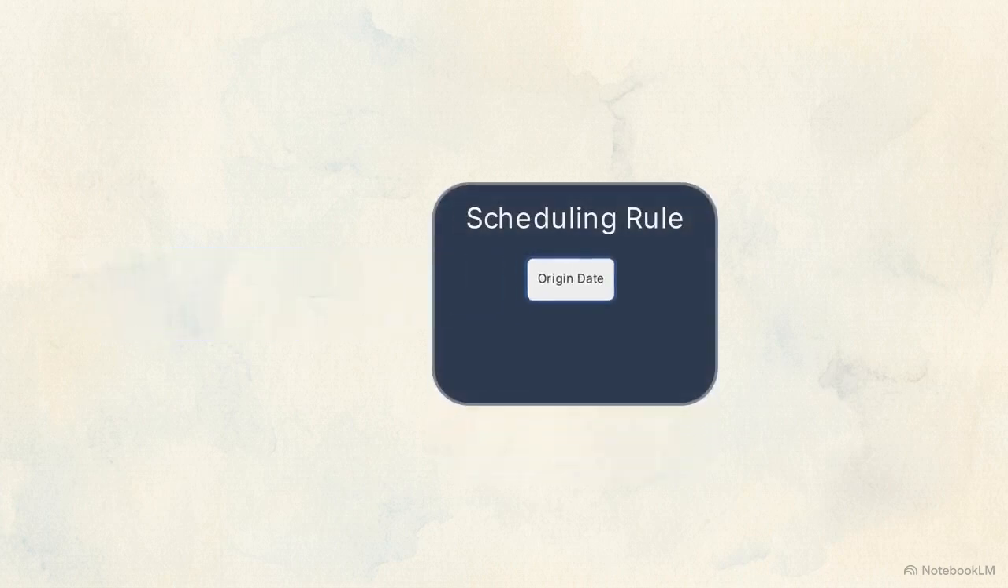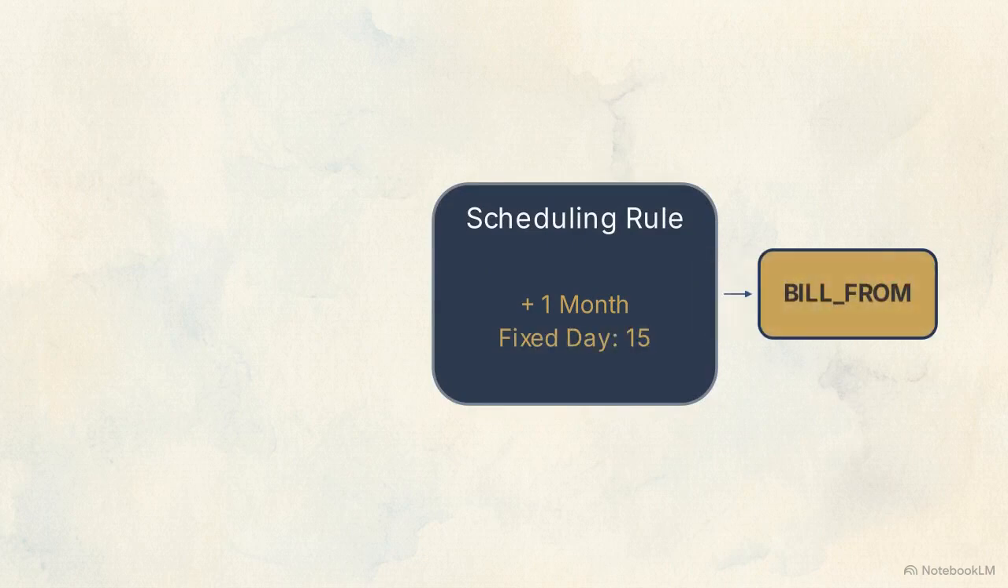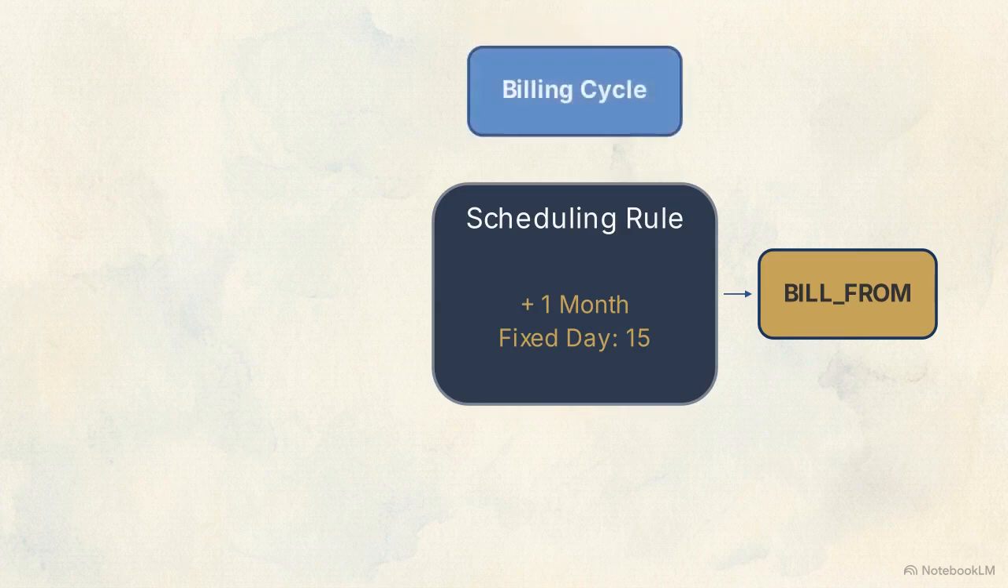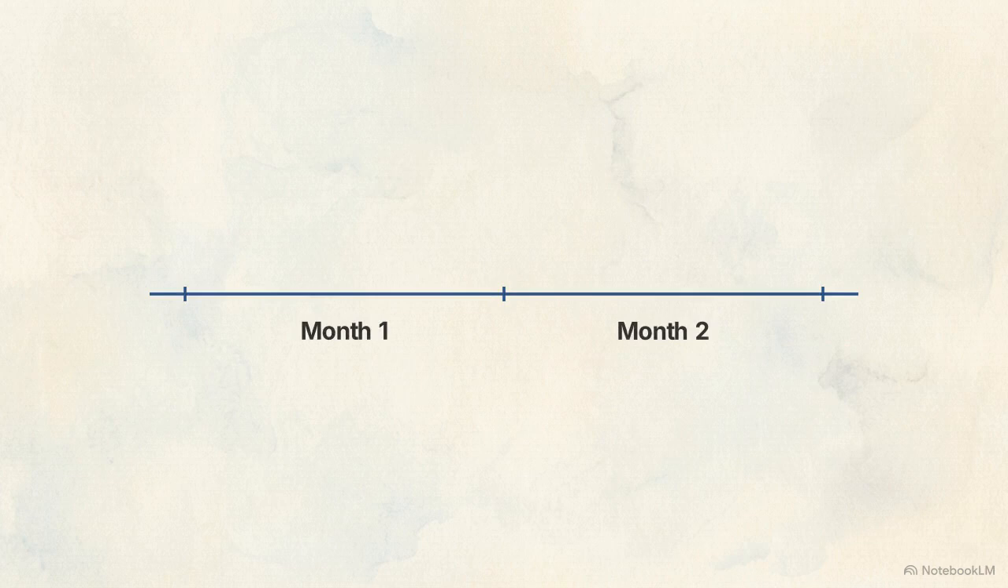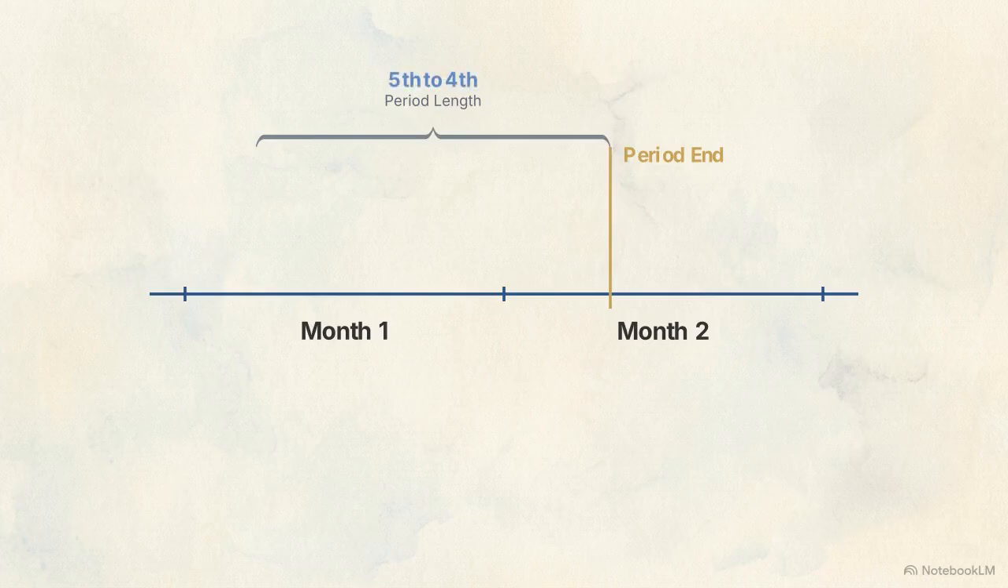To find the bill from date, the system runs a multi-part scheduling rule that evaluates the origin date of the billable item against your configuration logic. While the scheduling rule performs the actual date math, it relies on an optional, critical input variable to determine the exact boundaries for synchronization. That variable is the billing cycle. This calendar shows the two structural parameters of a billing cycle, a defined length for the billing period and a specific period end date. Here, we see a custom cycle running from the 5th to the 4th of the following month. That period end date acts as a magnetic boundary for the scheduling rule.